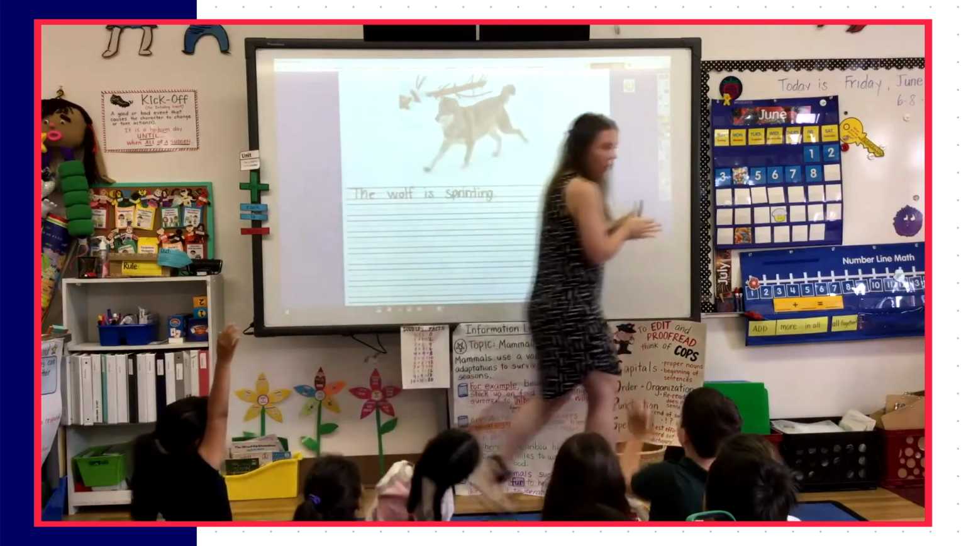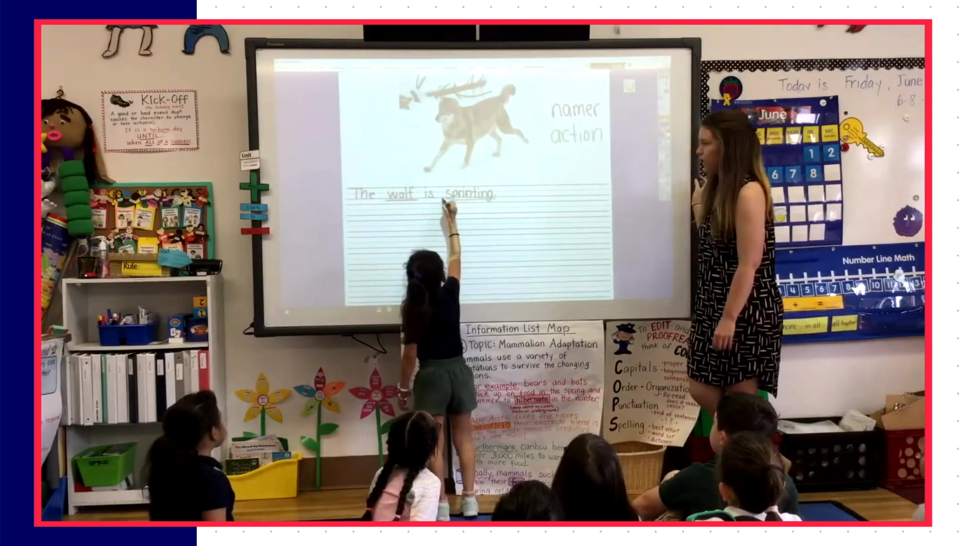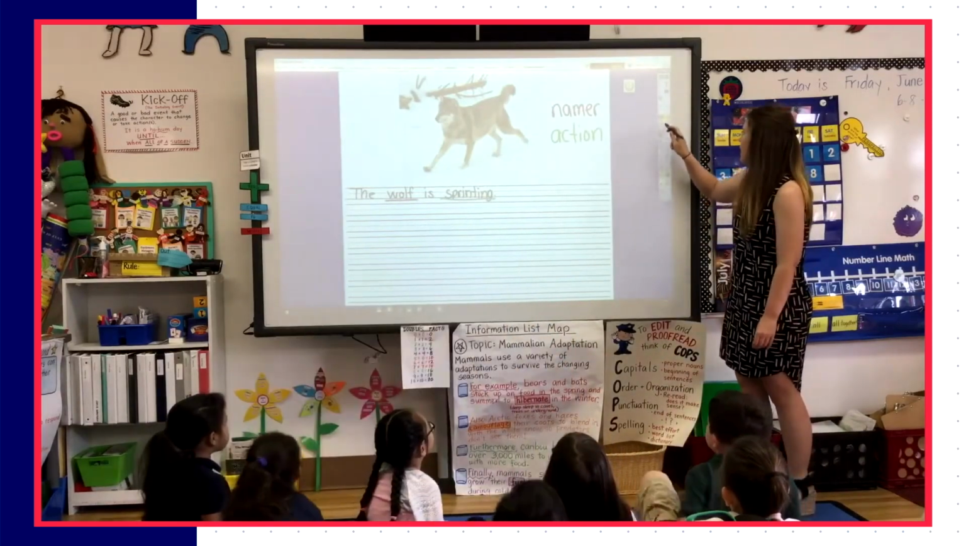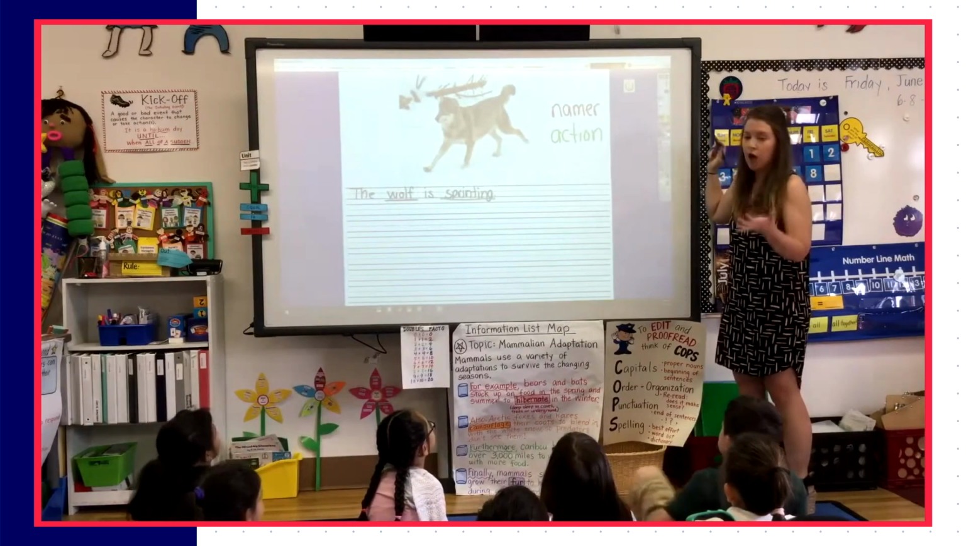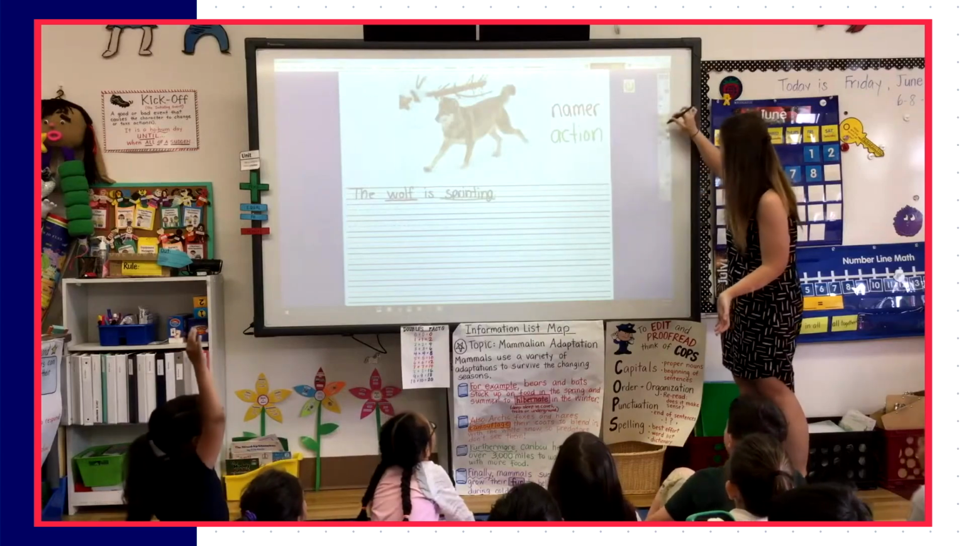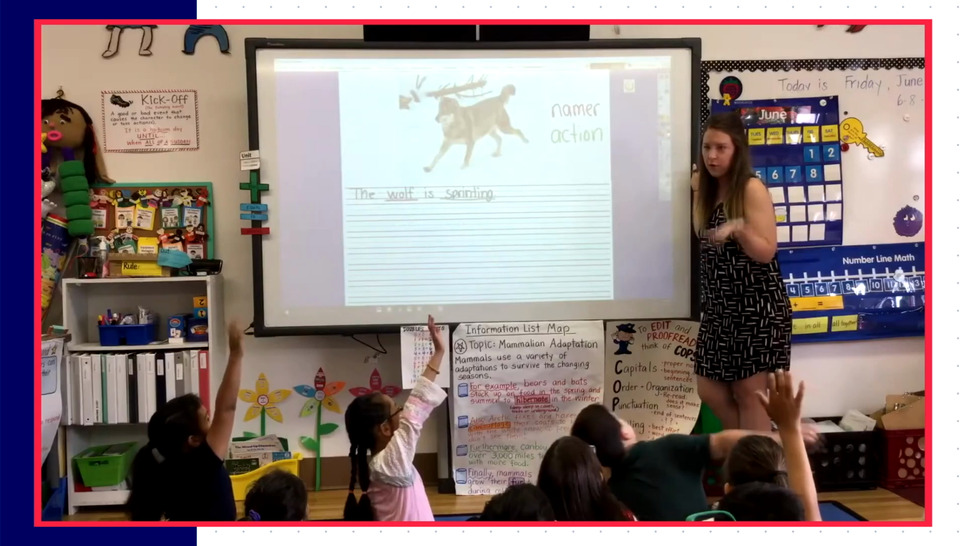Now, we are going to do something called color coding. There you go, perfect. Okay, now we're going to add in a describing word. We're going to describe what kind of wolf this is. What kind of words can we use to describe what kind of wolf this is?